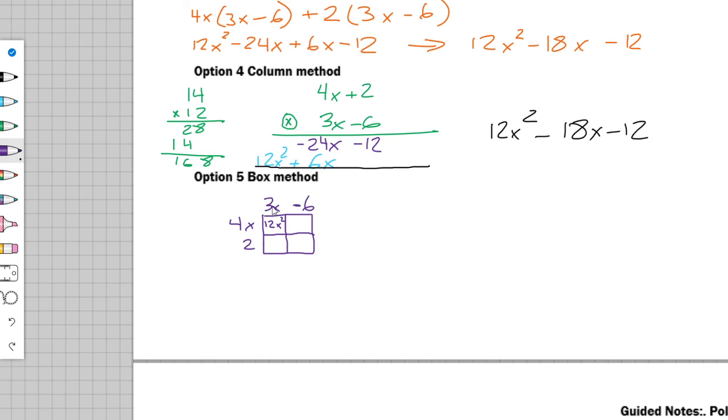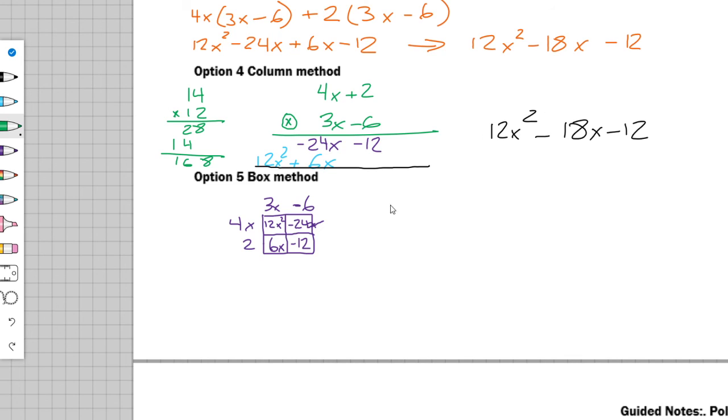3x, I'm sorry. Yeah, we can go down instead. 3x times 2, so that's going to be 6x. 4x times -6 is going to be -24x. Sorry, I wrote that outside the box. And then -6 times 2 is going to be -12. And then you could just write it all out over here and simplify again.